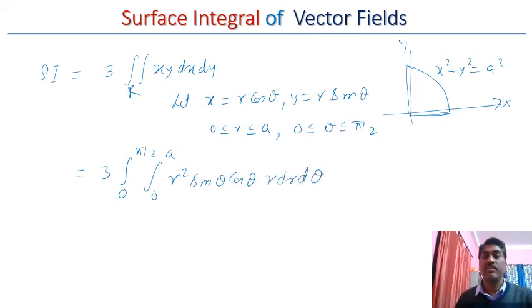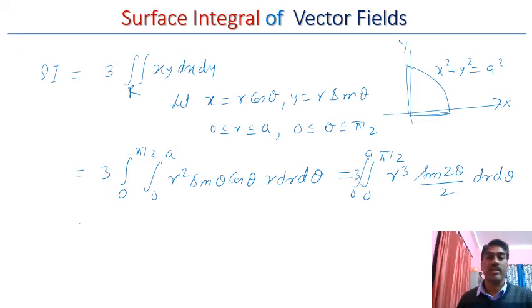We already learned this in the Jacobian system. So this is 0 to pi by 2, and 3 (sorry, this is not a, this is 3) and r cube sine 2 theta by 2 dr d theta. Because these are constant limits, you can integrate separately.